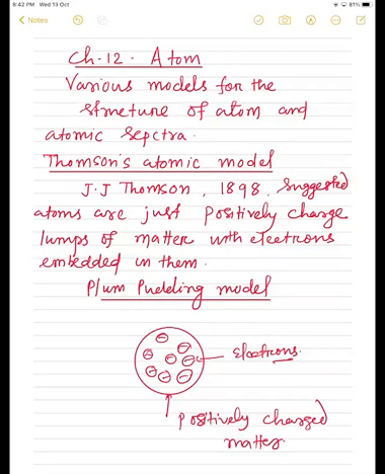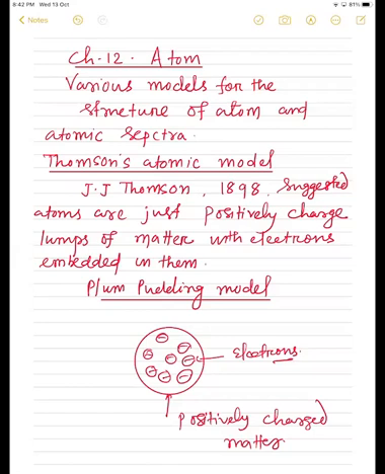Plum pudding model means it has electrons surrounded by a volume of positive charge, like negatively charged plums embedded in a positively charged pudding. Pudding is positively charged and plums are the negatively charged. There are very few electrons, and the mass is totally positively charged. In between them there are some negative charges, right?